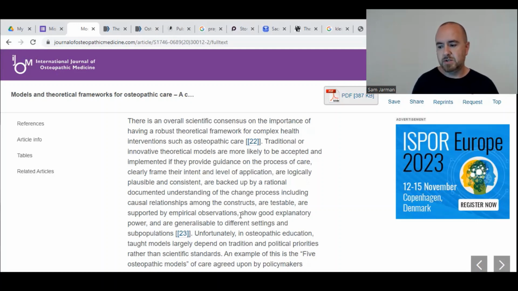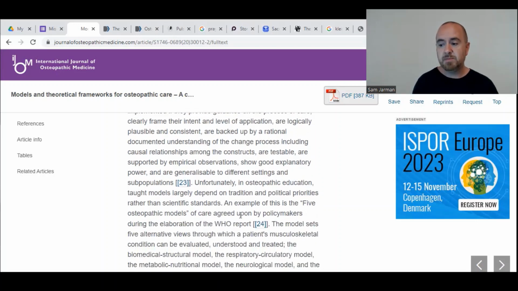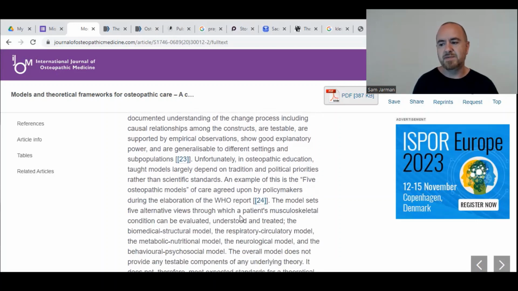Unfortunately, in osteopathic education, taught models largely depend on tradition and political priorities rather than scientific standards.